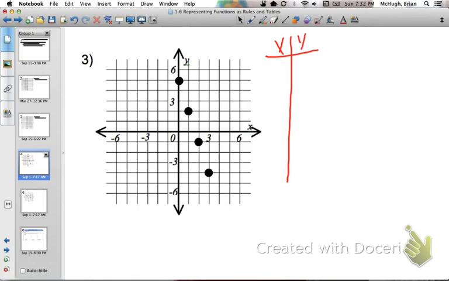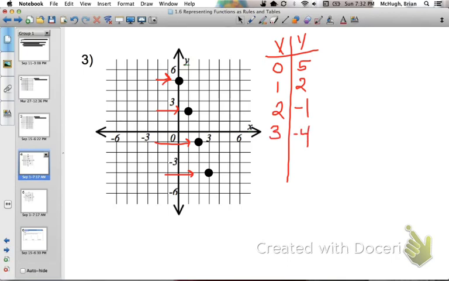So the very first point, this first one right here, has an x-coordinate of 0 and a y-coordinate of 5. The second point right here has an x-coordinate of 1 and a y-coordinate of 2. Here we have an x-coordinate of 2 and a y-coordinate of negative 1. And the last point here has an x-coordinate of 3, y-coordinate of negative 4.